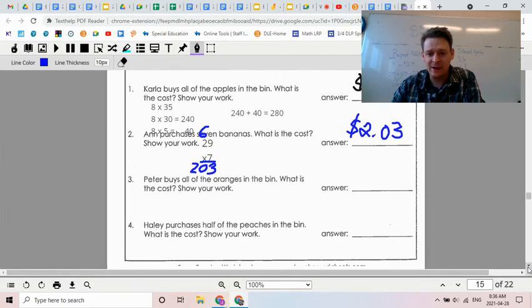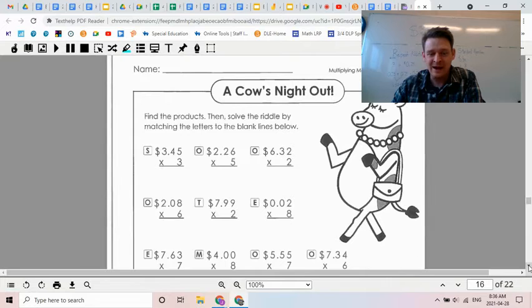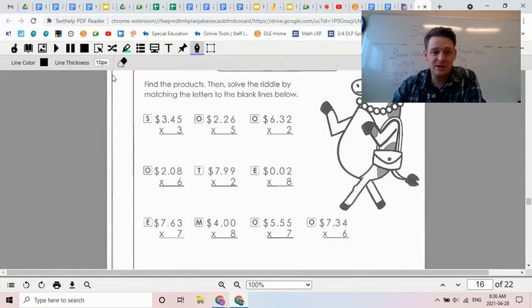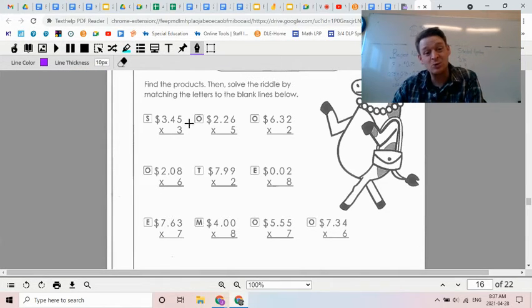Okay, let's go take a look at the back page here. We've got a cow's night out. So we've got some money amounts here, and we're just going to practice using the standard algorithm just like we were doing. So when you have money amounts like this and you're using the standard algorithm, it actually works the exact same way. You're just going to multiply your cents column, and then your dimes column, and then your dollar column. And you're always going to want to remember to have your decimal place after your dimes column. So in between your dollar and your dimes column. So let's do 2 of them just so you get the flavor of it, and then we will move on.